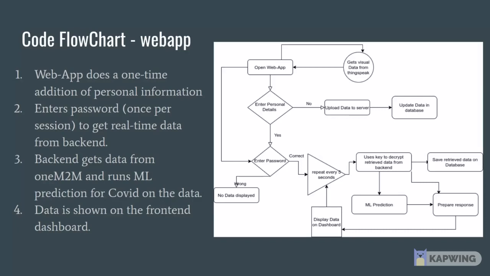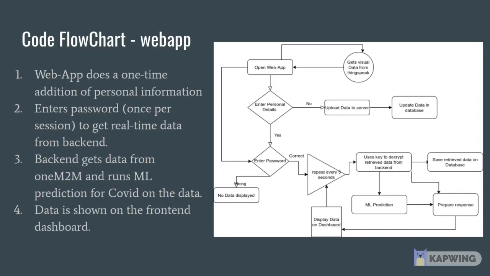For the web app, the code flow chart goes as follows. A user does a one-time addition of personal information on the web app. After that, he opens the dashboard and enters a password once per session to get real-time data from the backend. After that, the process is repeated: we use the key provided by the user to decrypt data. We save the retrieved data in the database.